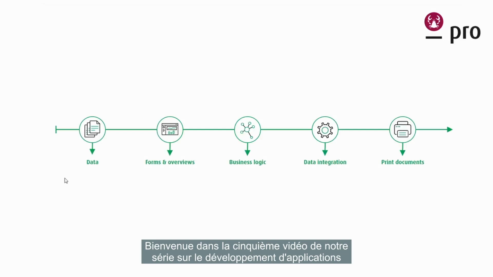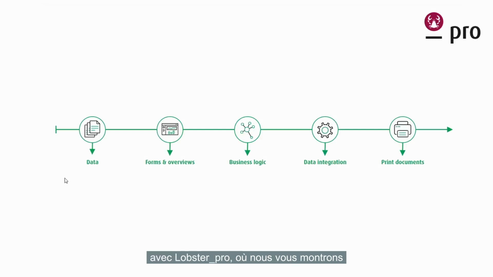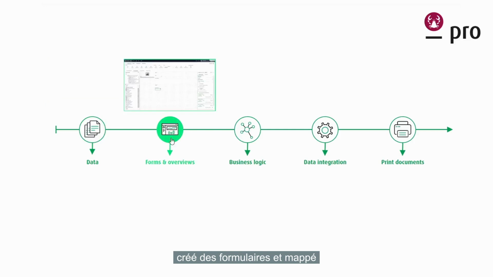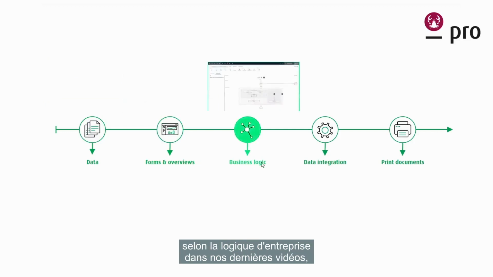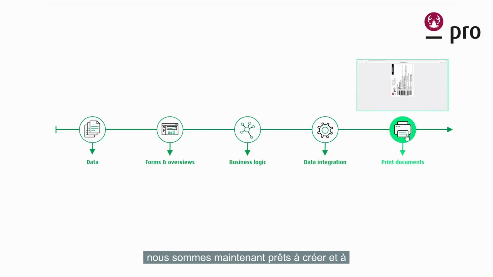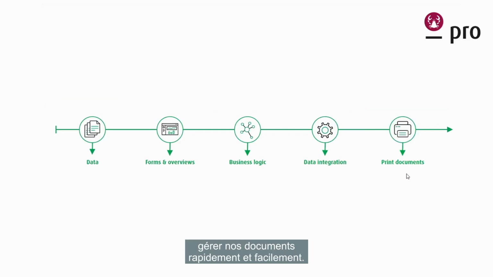Welcome to the fifth video in our series on application development with Lobster Pro, where we show you how to create an entire business application with just 5 core tools and 10 minutes of your time. No coding needed. Having integrated and modeled our data, created forms, and mapped business logic in our last videos, we're now ready to create and manage our documents quickly and easily.